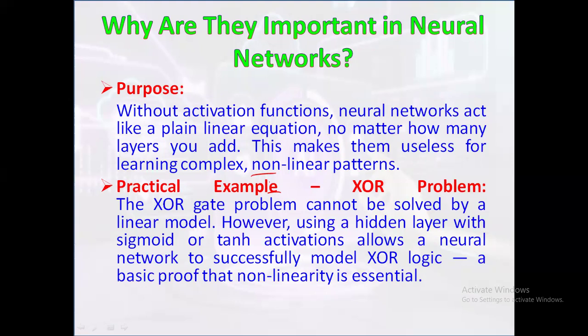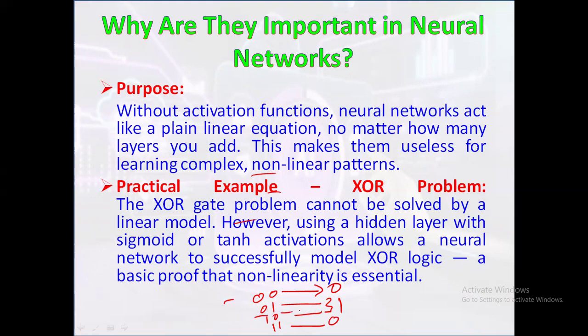Let us take one practical example, the XOR problem. Take the XOR gate as an example. For inputs 0,0 the output is 0; for 0,1 the output is 1; for 1,0 the output is 1; and for 1,1 the output is 0. So the XOR function outputs 1 only when the inputs differ, either 0 and 1 or 1 and 0.